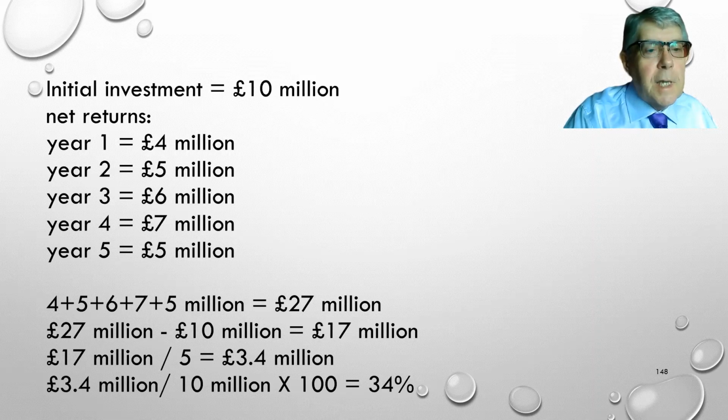When we add these together, we get 27 million. We now subtract the initial investment. So that's 27 minus 10 million gives us 17 million. We then divide by the number of years. So that's 17 million divided by 5 equals 3.4 million. Now we express it as a percentage of the original amount invested, which is 3.4 million divided by 10 million times 100, which gives us a return of 34%.